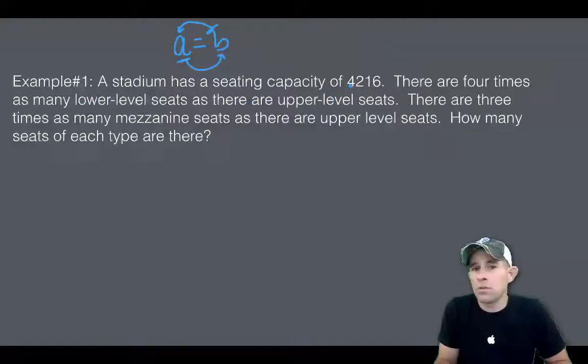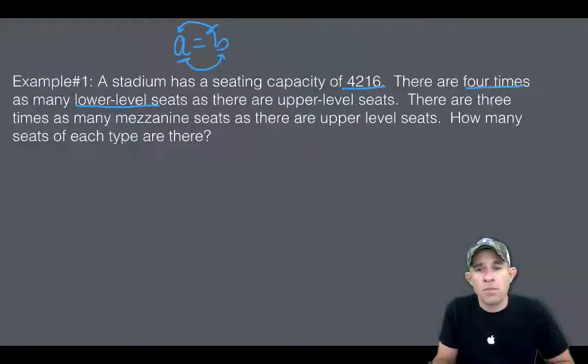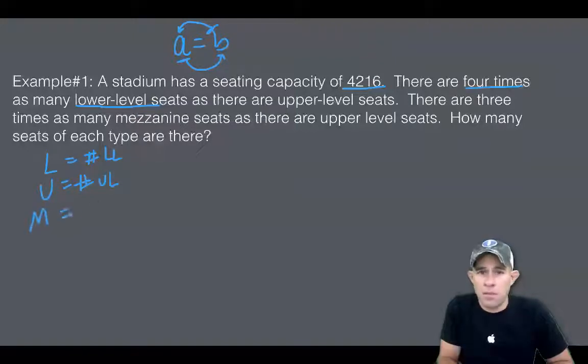In example 1, we're told that the stadium has a seating capacity of 4,216. We're also told that there are 4 times as many lower level seats as there are upper level seats, and 3 times as many mezzanine seats as there are upper level seats. How many of each type are there? So let's establish some variables. L is the number of lower level seats. Let's say U is the number of upper level seats, and M is the number of mezzanine seats.